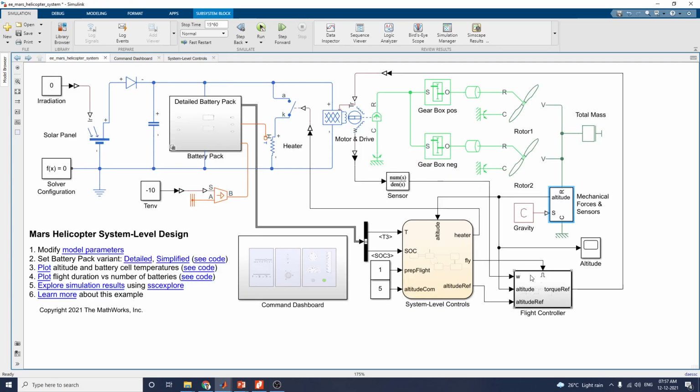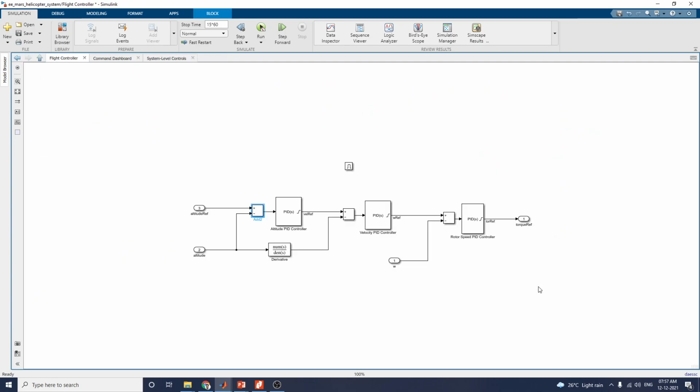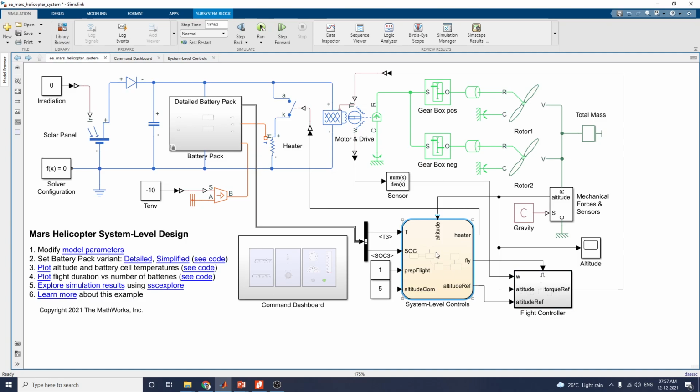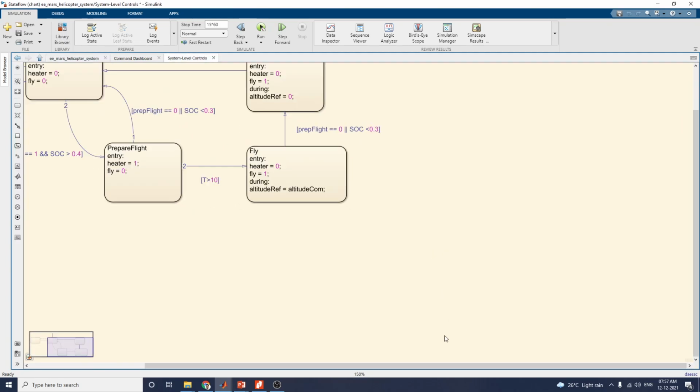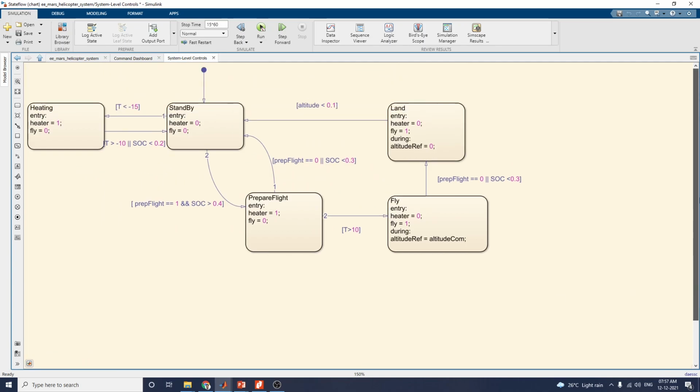The next one, the flight controller block. This flight controller block includes three PID controller blocks. The next one, system level controllers. This is a Stateflow chart of the flight control system to set the temperature for the heating entry, and what happens when the heater is off and fly is on: what is the land entry, what is the fly entry, and also prepare from fly entry. All these things are given in the form of Stateflow.